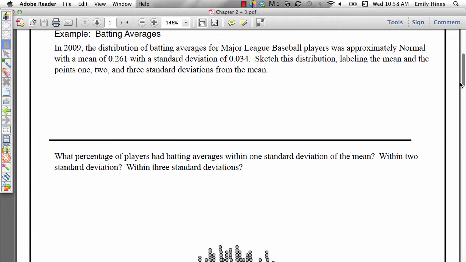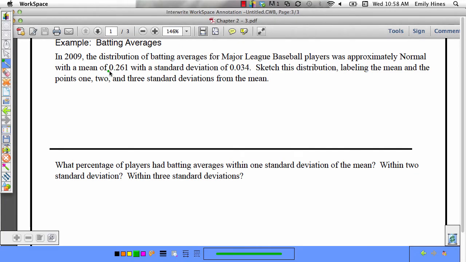For example, batting averages. In 2009, the distribution of batting averages for Major League Baseball players was approximately normal. It had a mean of .261 and a standard deviation of .034. Okay, and we want to sketch this distribution. To sketch a normal distribution, you want to start with, in the middle, your mean. Because since it's symmetric, that means our mean and our median are always the same and always in the middle. So .261, and that's going to be the peak of my curve.